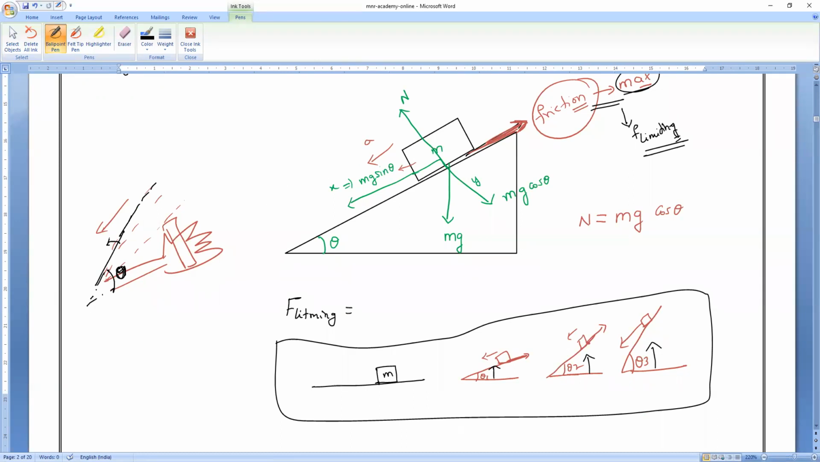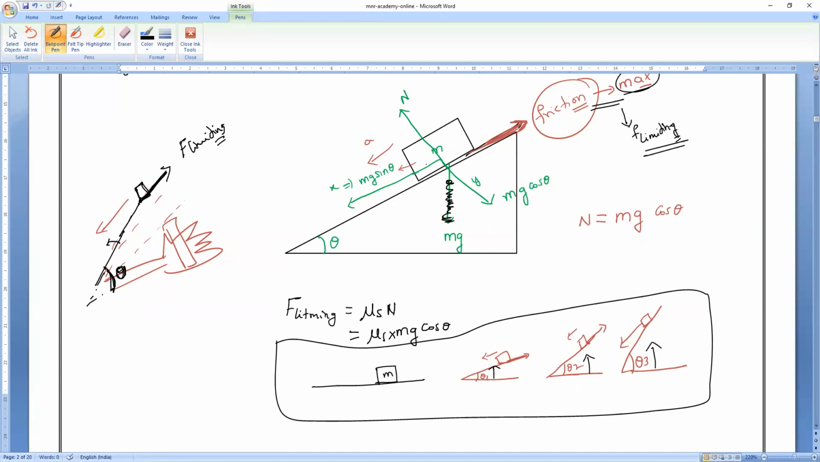So at a certain angle, it is ready to fall, but it is not falling. At that time the body possesses the maximum friction. What do we call that? That is called limiting friction. We all know the limiting friction formula: mu s into N. So what is the value of N? N is mg cos theta.